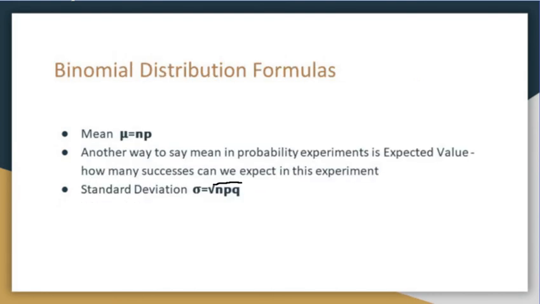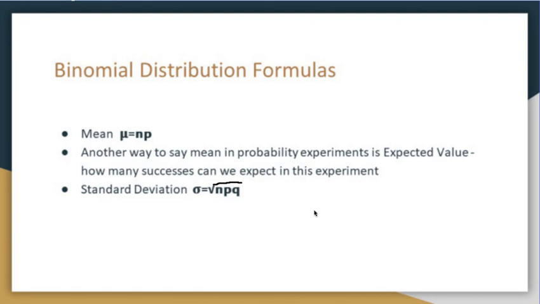Okay, and last thing we're going to do for today is look at 2 formulas, the mean and the standard deviation. So I know it sounds a little weird, like I'm finding the mean of an experiment. Like what does that even mean? So in a probability experiment, another way to say mean is expected value, or how many successes can we expect in this experiment. So if I told you that I was going to flip a coin 50 times, and success was flipping it and getting heads, the mean would be the number of times out of those 50 that I would expect to get heads. Okay?